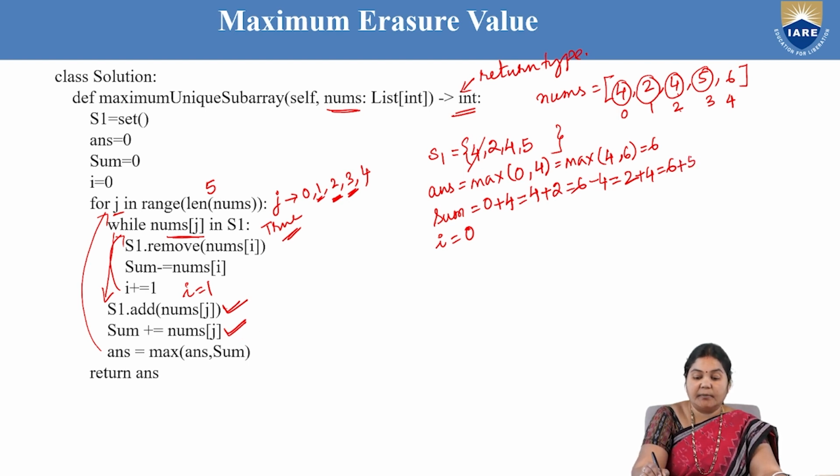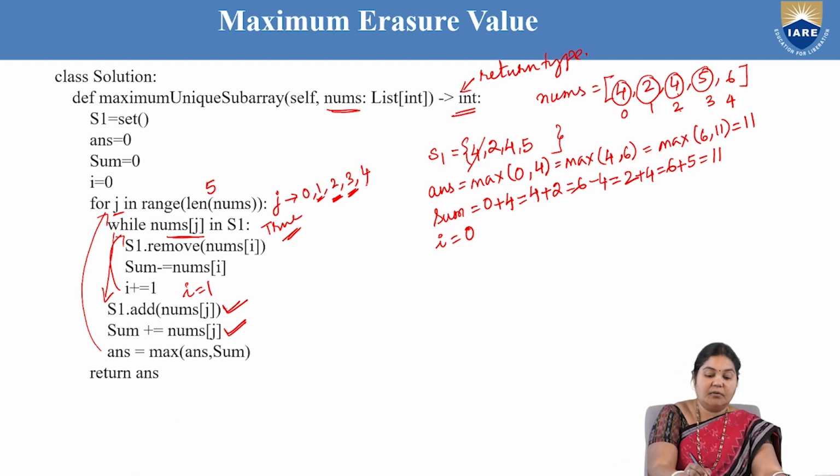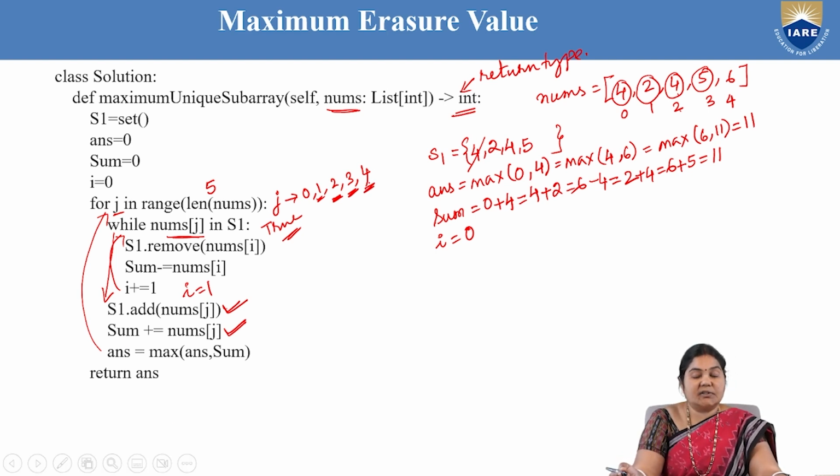So 6 plus 5, it becomes 11. Now what about my answer? Answer will be changed. So answer will be max of, earlier answer was 6, comma, sum is 11. So it is 11 now. Right. Fine. Now last iteration, j is equal to 4.